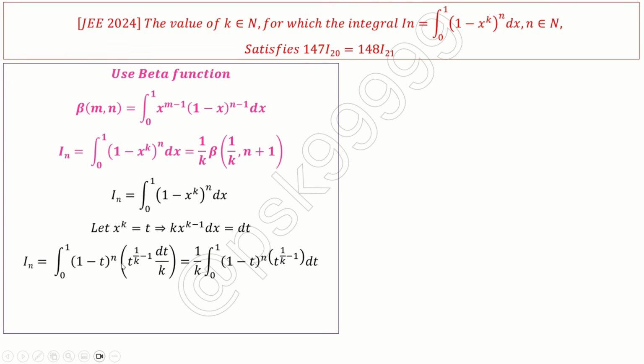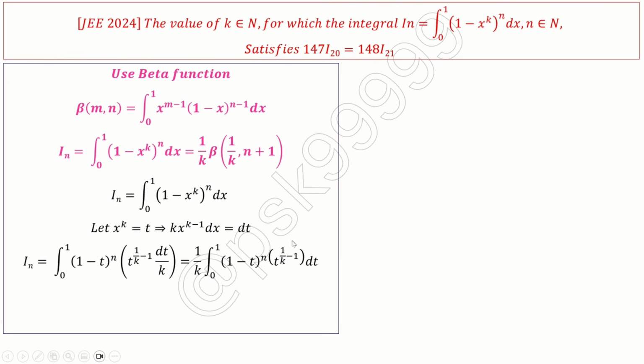X is nothing but t to the power of 1 by k, and x to the power of k minus 1 is nothing but t to the power of 1 by k minus 1. So with this, the integration will become 1 by k, if I take out 1 by k, integration from 0 to 1 of (1 minus t) to the power of n into t to the power of 1 by k minus 1.